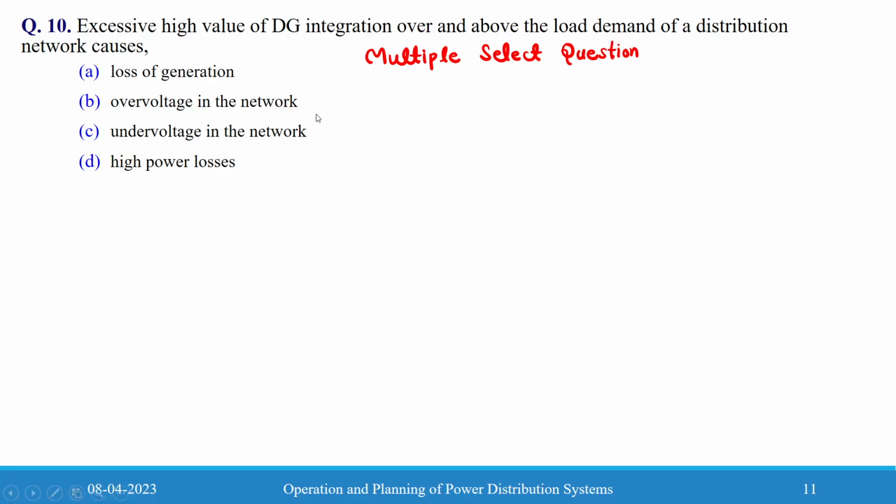So, if we are having high DG integration, then that will definitely cause over voltage in the network. So B option is going to be correct, and this over voltage also leads to high current flowing in the network, and that also leads to high power losses. So B and D are the correct options for this problem 10.